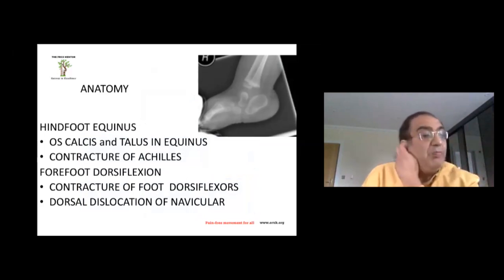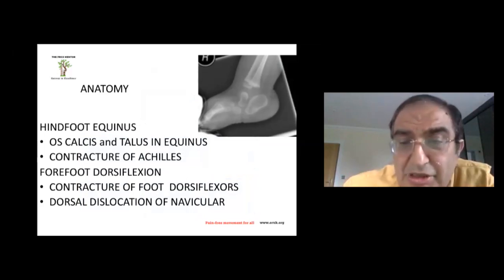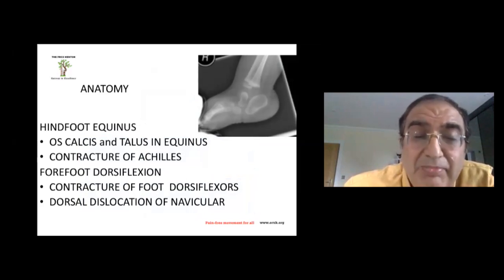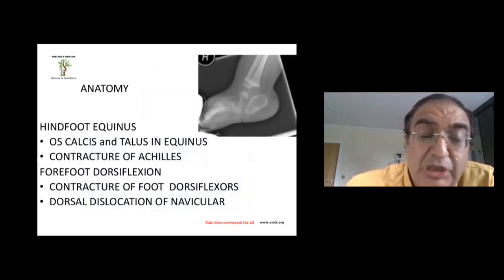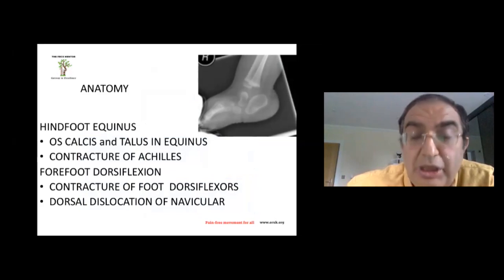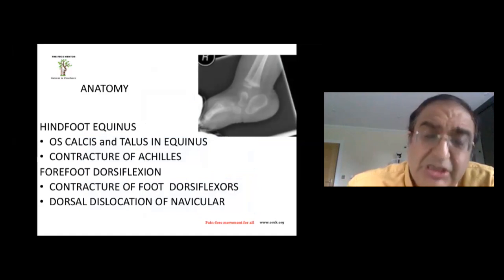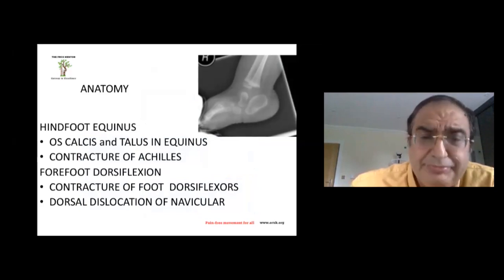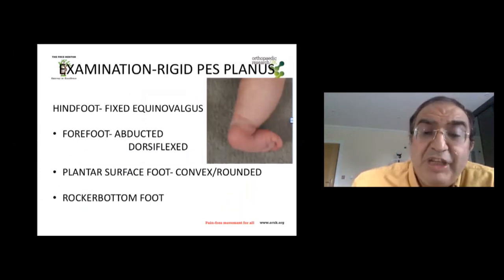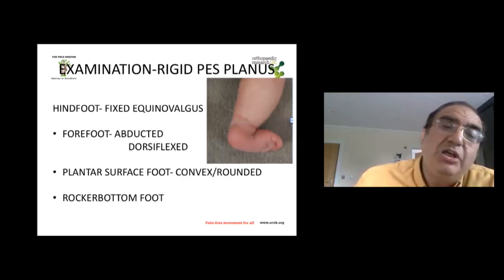So what are the problems in CVT? You can see the hind foot is in equinus. As you can see on the X-ray, the talus and the calcaneum both are in equinus. They are pointing down. And the forefoot is in dorsiflexion. That's because of the dorsal dislocation of the talonavicular joint and contracted anterior tibial muscles, the dorsiflexors of the foot. This is why you get a rocker bottom deformity, because the forefoot is dorsiflexed and the hind foot is equinus. So you get a convex plantar deformity. The hind foot is in fixed equinovalgus, the forefoot is in abduction and dorsiflexion, and the plantar surface of the foot is convex, and that's why it's called a rocker bottom foot.